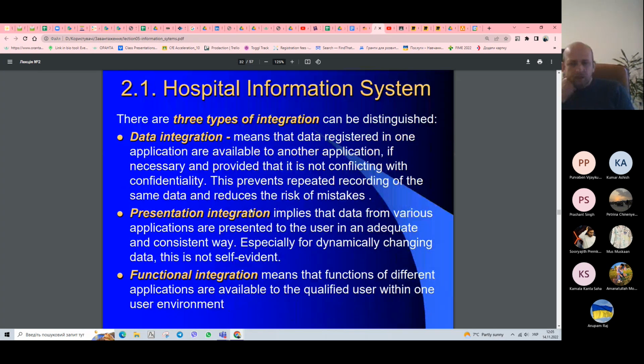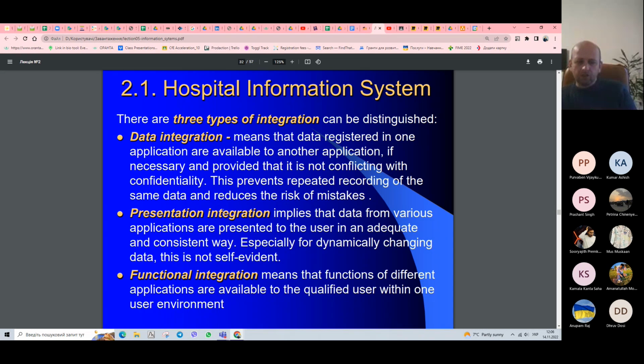In hospital information systems, three types of integration can be distinguished. Data integration means that data registered in one application are available to another application if necessary, provided that it does not conflict with confidentiality. This prevents repeated recording of the same data and reduces the risk of mistakes.